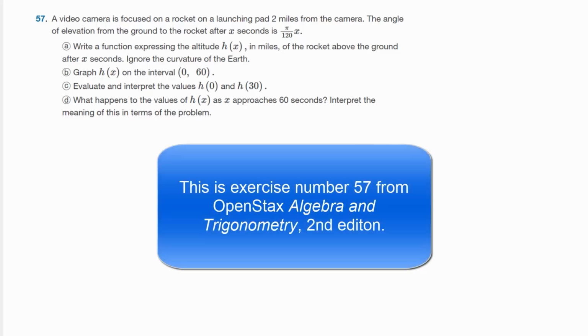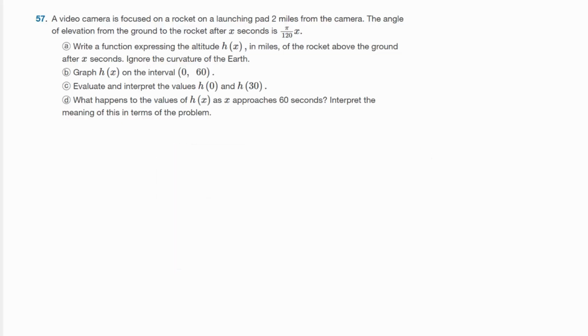A video camera is focused on a rocket on a launching pad 2 miles from the camera. The angle of elevation from the ground to the rocket after x seconds is pi divided by 120 times x. Part A, write a function expressing the altitude h of x in miles of the rocket above the ground after x seconds. Ignore the curvature of the Earth.